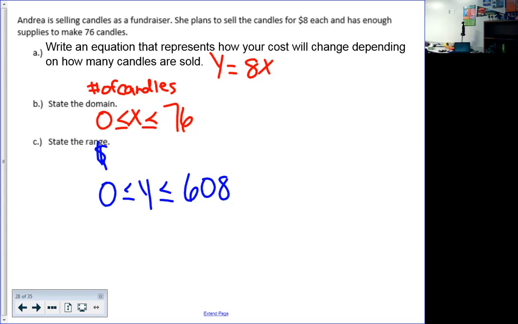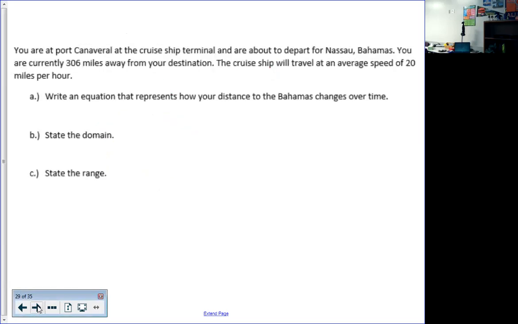All right, guys, that is this word problem. Let's go ahead on to the next one. All right, you are at a port, Carnival, I think that's what it says, at the cruise ship terminal and are about to depart for, not gonna lie, guys, I might butcher this, Nassau, Bahamas. You are currently 306 miles away from your destination. The cruise ship will travel at an average speed of 20 miles per hour. Write an equation that represents how your distance to the Bahamas changes over time.